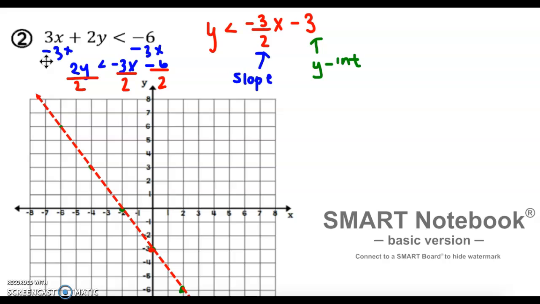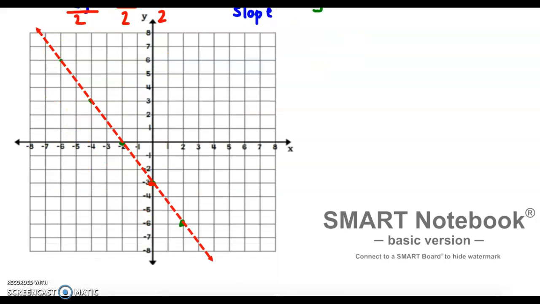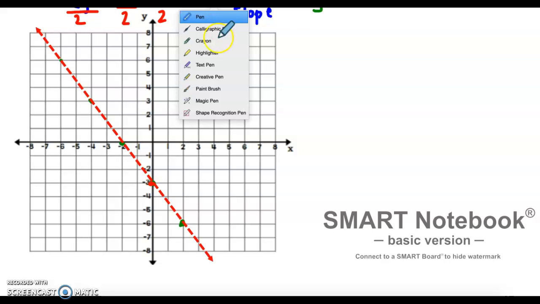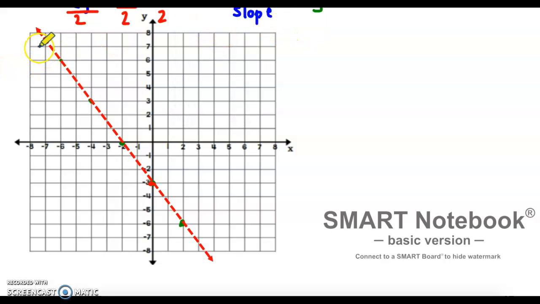And now we need to figure out where to shade. So y is less than -3/2x minus 3. Less than means we're going to shade on the bottom of the line. Remember, if you get confused whether less than is below or above the line, you can always pick 1 point below the line and 1 point above the line, substitute them into your inequality algebraically, and see which one gives you a true statement. The point that gives you the true statement is where you will shade.